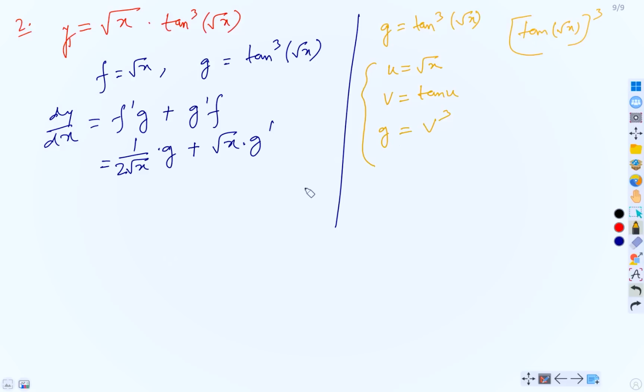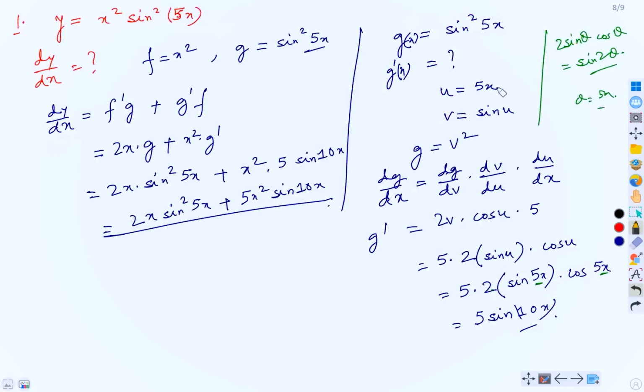Okay, so this is a trick actually. I mean, you have to practice. See, basically, what you have to do, you have to start with what is completely inside. So here, like in the earlier example, which function was completely inside? This 5x, right? 5x was completely inside. So you start with 5x. Then if I put 5x equals u, then what is happening? It is coming sine u, right? It is basically sine u square. So then you put sine u as v, then v square is g.